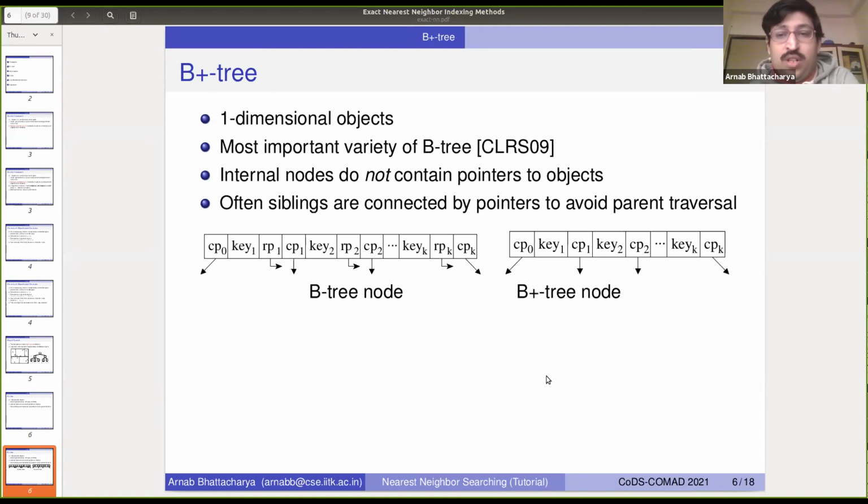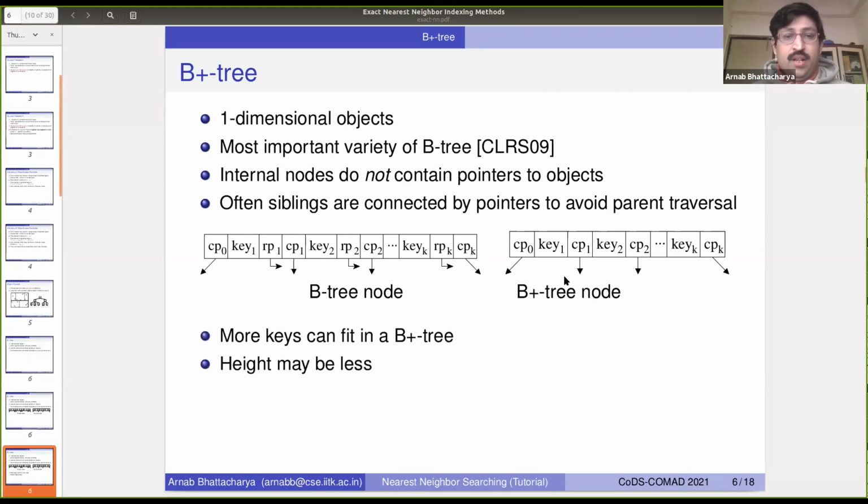And the B plus tree node has child pointers, CP0 to CPK, and then there is a key. The key is the value which divides this entire range. Remember, because the B plus tree is for one-dimensional objects, the entire domain of keys is a single number line, right? So it's just one number line. If you put in one key, then that divides it into two parts: everything less than or equal to that and everything greater than that. Now, if you put in k such keys, then it divides into k plus one child nodes. That's the basic idea.